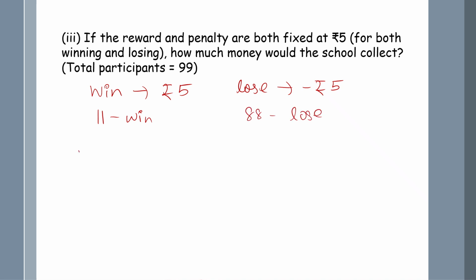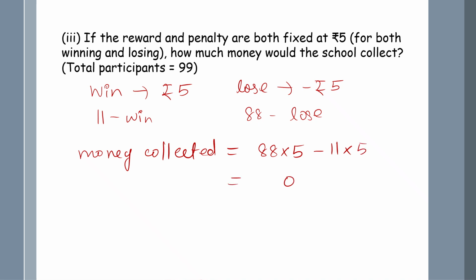So the money collected by the school will be 88 into 5 minus 11 into 5. That's it. When we subtract, we get 440 minus 55, which is nothing but 385. We are going to get 385.